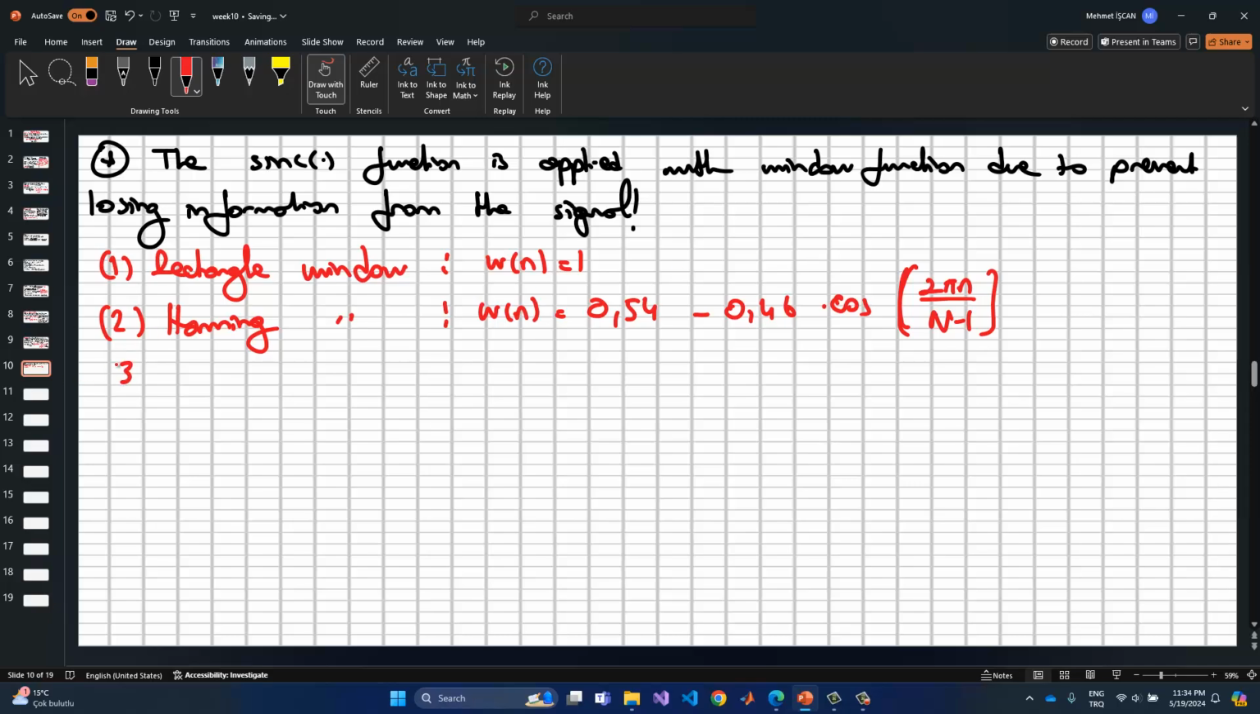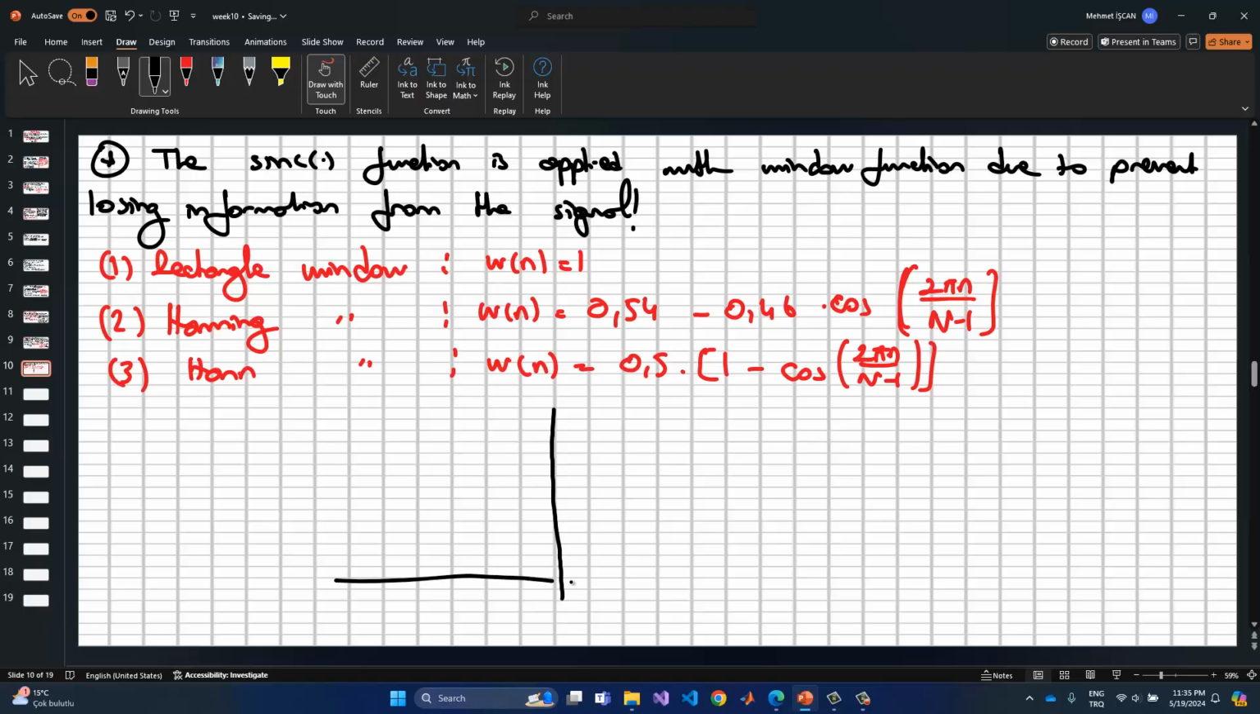Or the Hann window may be applied here, w[n], which is equal to 0.5 times (1 minus cosine of 2 pi n divided by (N minus 1)). Okay, and so we also have the Blackman and the Kaiser windows here, but these signals in real life create this kind of signals.